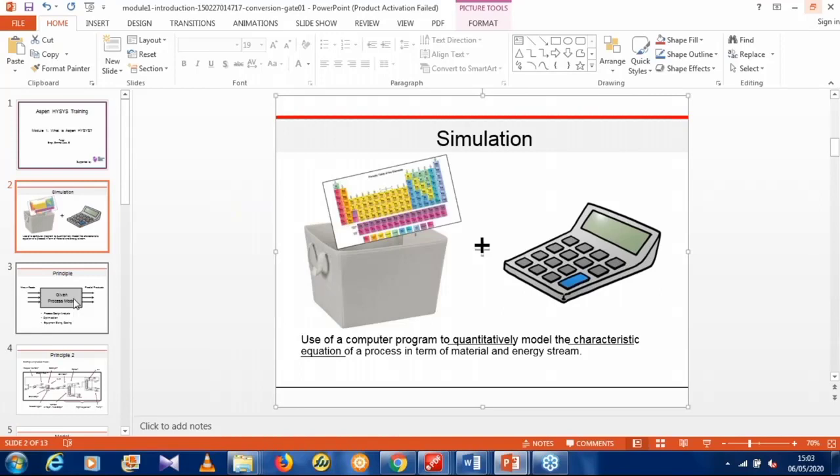All right. So simulation. What do we mean by simulation? We are talking about the use of a computer program to quantitatively model the characteristic equation of a process in terms of material and energy streams. You can see that. I believe you can all see the screen.